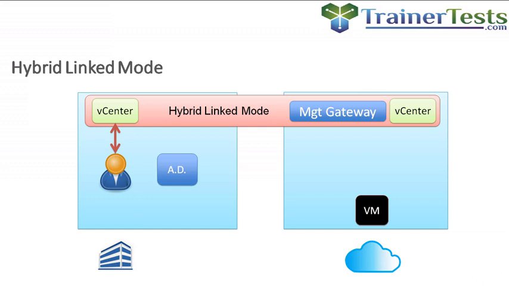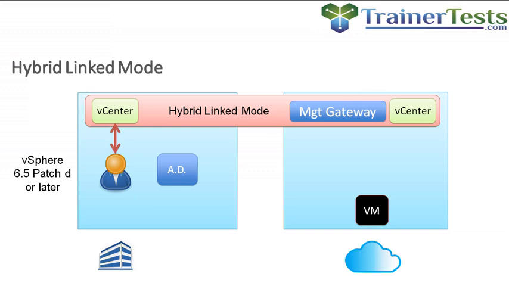And then once we've got it all set up, we can actually do things like cold migrate a VM from one environment to the other. So notice at the bottom, we've got this little VM and it's red. Right? The VM is currently powered on. I can power off that VM, right-click it, and choose Migrate, and move it to the inventory on my VMware Cloud on AWS, where I can power it back on. So hybrid linked mode makes that possible.